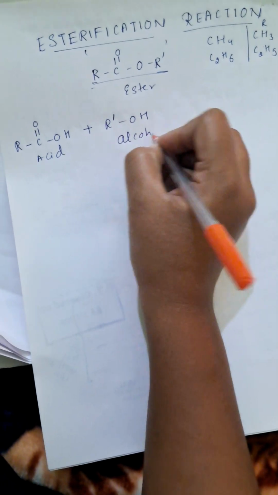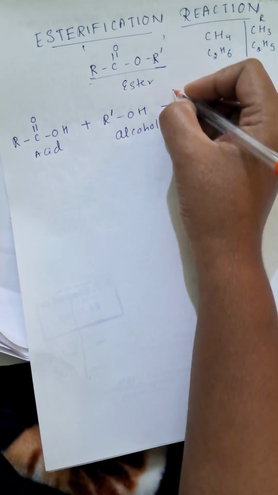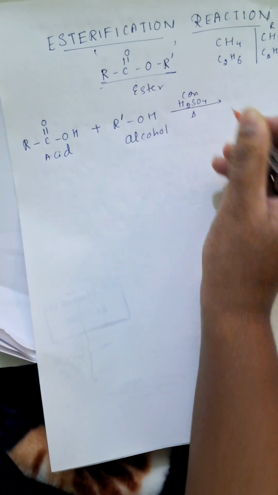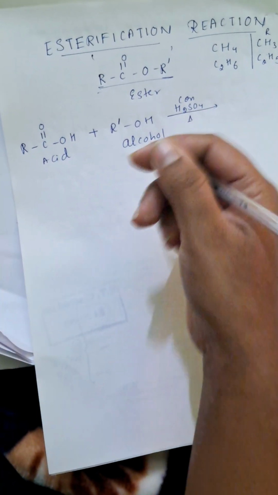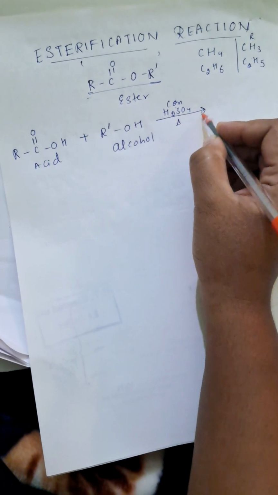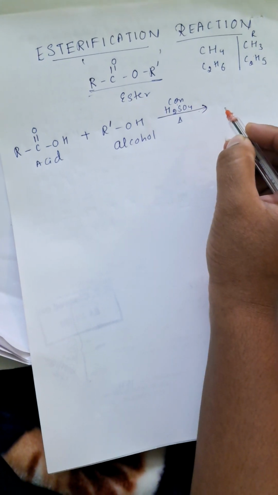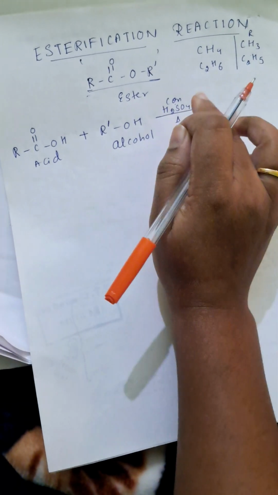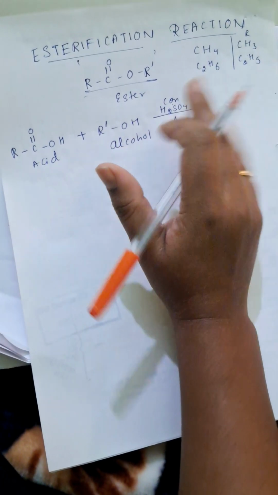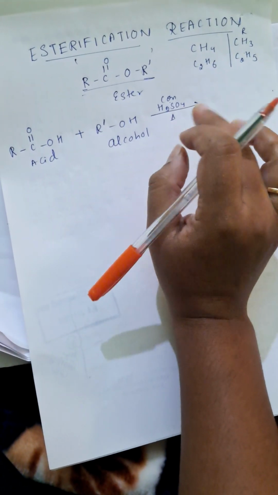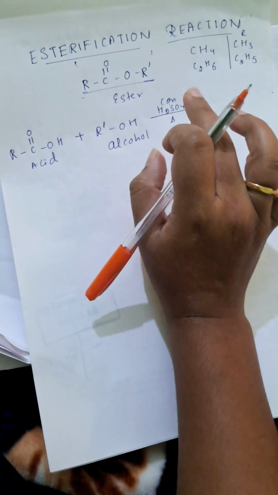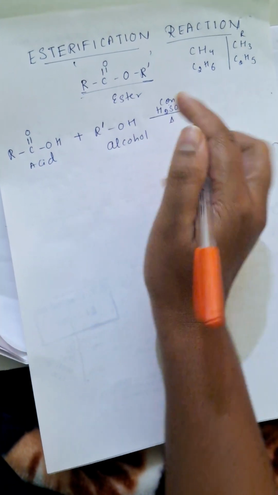So acid plus alcohol in the presence of concentrated sulfuric acid, and we slightly heat it. If this is taking place in a test tube, we have to slightly heat the test tube for the reaction to proceed. On the arrow I have written concentrated sulfuric acid. What is the function of sulfuric acid here? It's also a 1 mark question. The main function is that it acts as a catalyst, and as we know, a catalyst speeds up the reaction. The second important function is that it acts as a dehydrating agent.